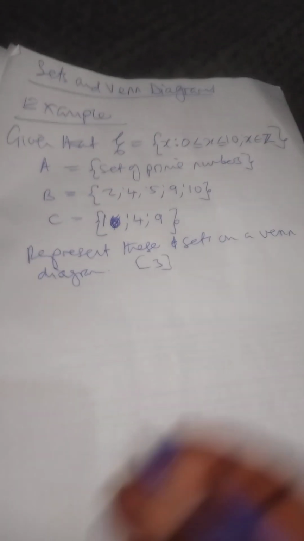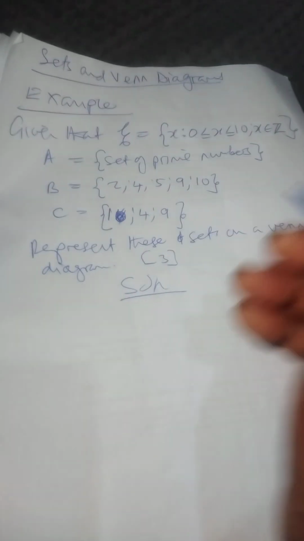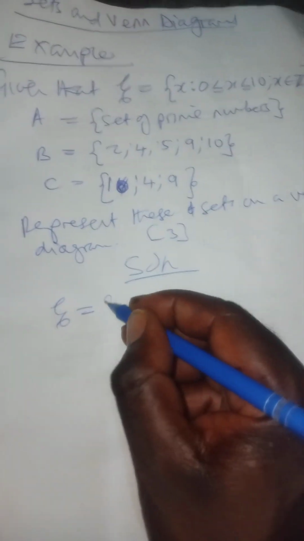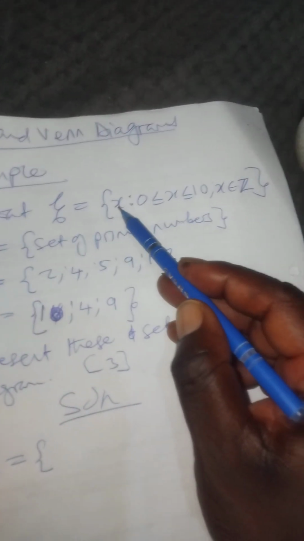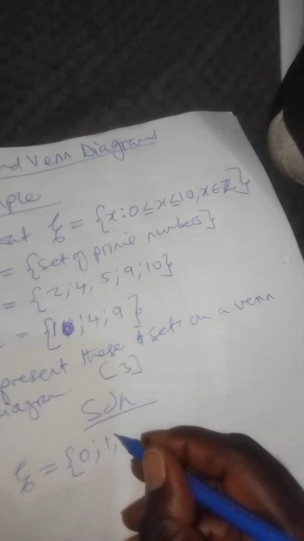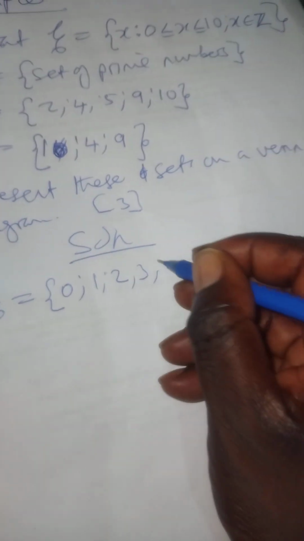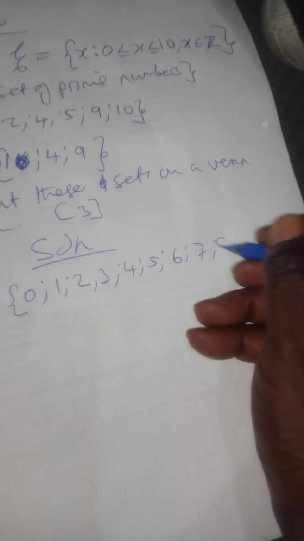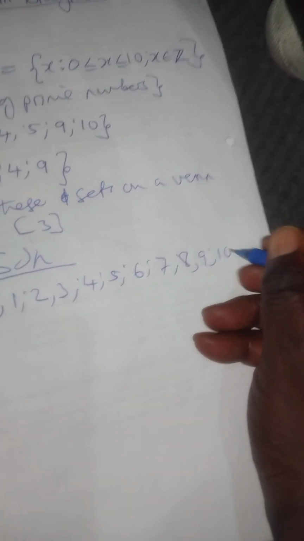First and foremost, solution. Our universal set is not clear. So if the range is small, it is wiser to list them up. So in this case, the universal set contains x, such that x is between 0 and 10 inclusively. So we have 0, 1, 2, 3, 4, 5, 6, 7, 8, 9, and 10. So that is our universal set.